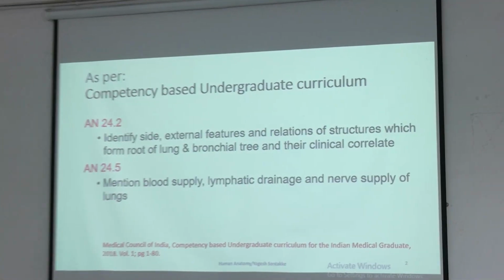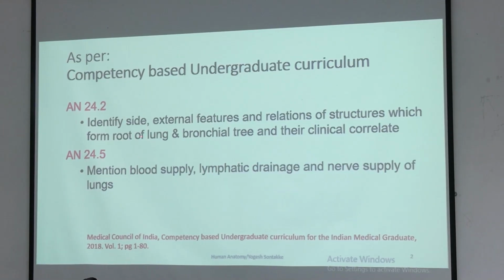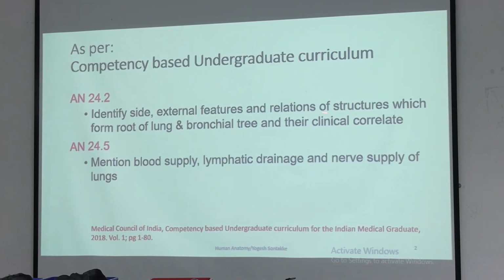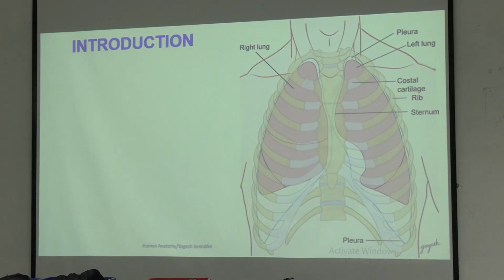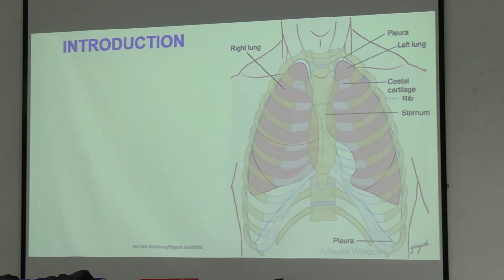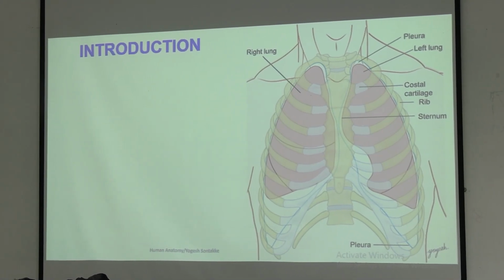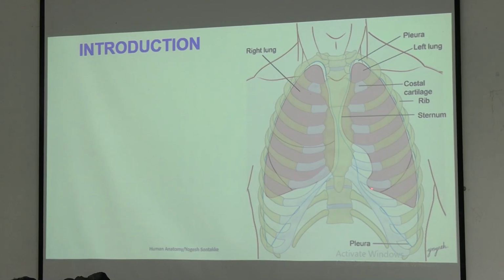Now, identify side, external features and relation of structures which form the root of the lung and bronchial tree and their clinical correlation. Mention blood supply, lymphatic drainage and nerve supply of the lung. Now you see the thoracic cage, the lungs, here lung, the pleura, here this is the cupula. Cupula I told you in your lecture.